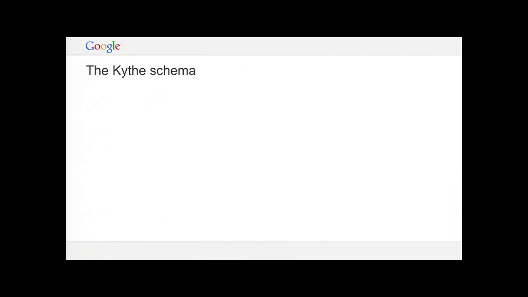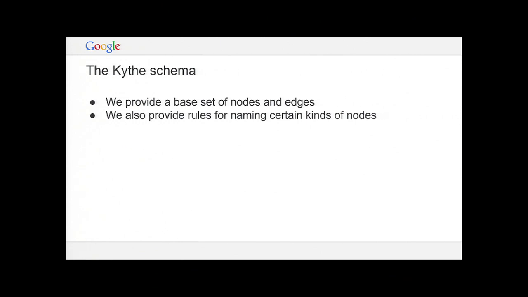I said that you can set these to whatever you want, and in some sense that's true, but if you want to participate in society, there are some rules. The rules are given in the Kythe schema document. We provide a base set of nodes and edges, such as anchor nodes, so that people have a common vocabulary to work with. We provide some naming rules, and again, naming is very important, for dubbing certain kinds of nodes.